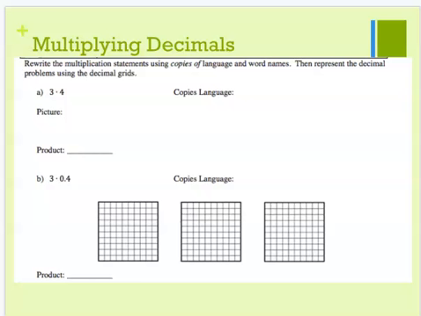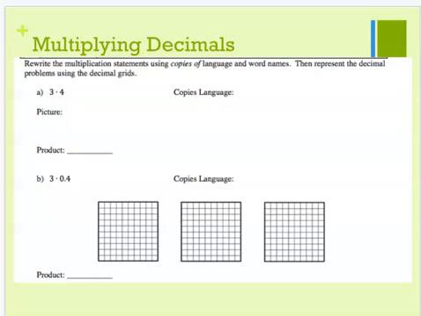Let's discuss multiplying decimals. The copies of language is very helpful with multiplying whole numbers, multiplying fractions, and multiplying decimals. So let's use the copies of language on this problem. Let's draw a picture and then let's try it with decimals. So 3 times 4 would be 3 copies of 4, and we could draw a picture and then find our product, which would be 12.